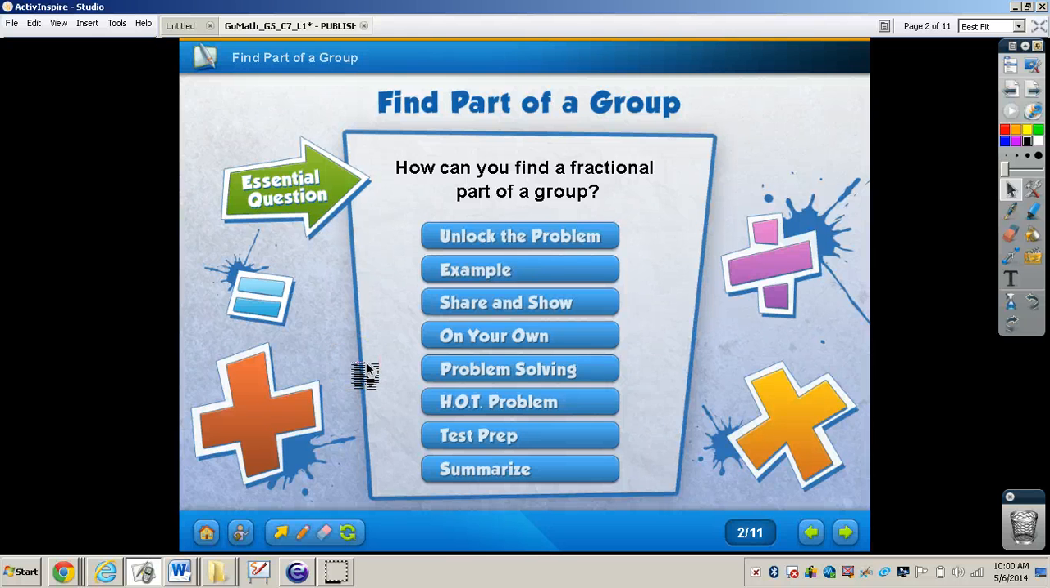In this video, we are going to be taking a look at how you find part of a group, and the essential question that we are going to be unlocking is how can you find a fractional part of a group. Now you will need to turn to page 291 in your Go Math books.